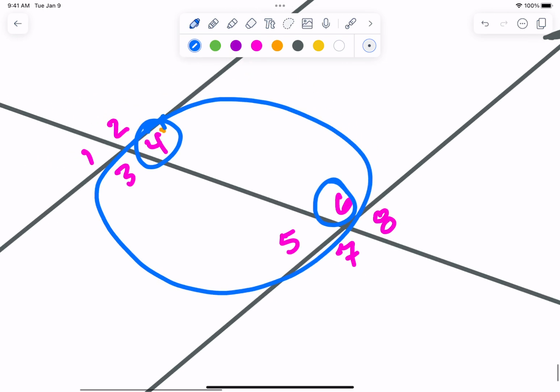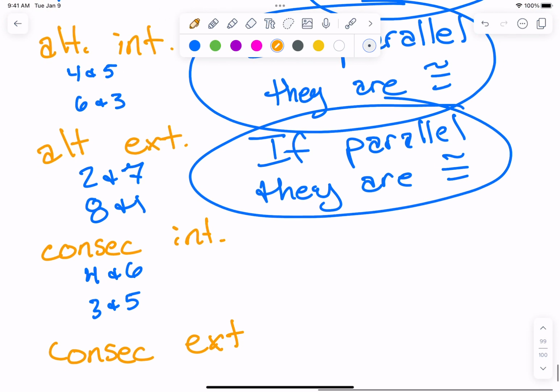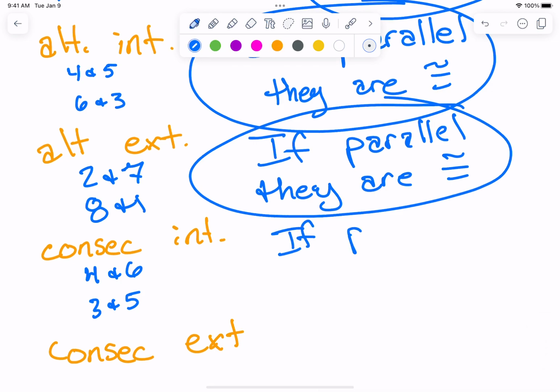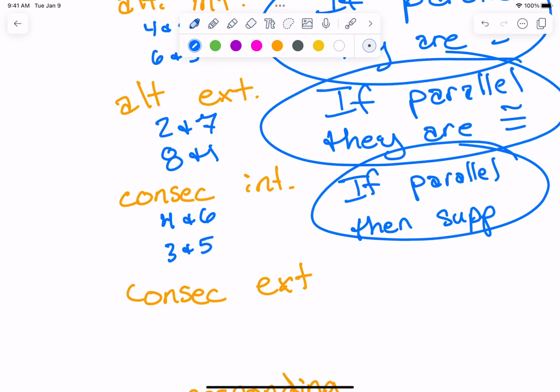Now, if we're looking at 4 and 6 specifically, if these lines are parallel, are 4 and 6 congruent? No. 4 is an acute angle, 6 is an obtuse angle. So then what's special about 4 and 6? They're not a linear pair, but they are supplementary, right? So 4 and 6 are gonna add up to be 180. So as long as the lines are parallel, then supplementary. Okay, if parallel, then consecutive interior angles are supplementary.